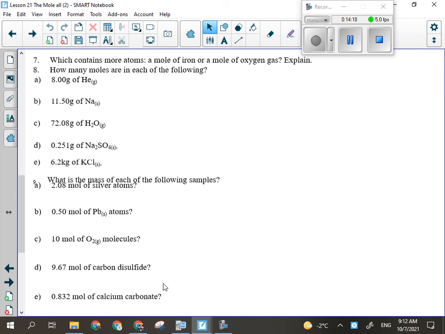We'll be working on some tougher ones that have word problems associated with them, where you have to read the story and figure out what it's looking for. We'll work on those next week. But I do want to look at number 7 right now.